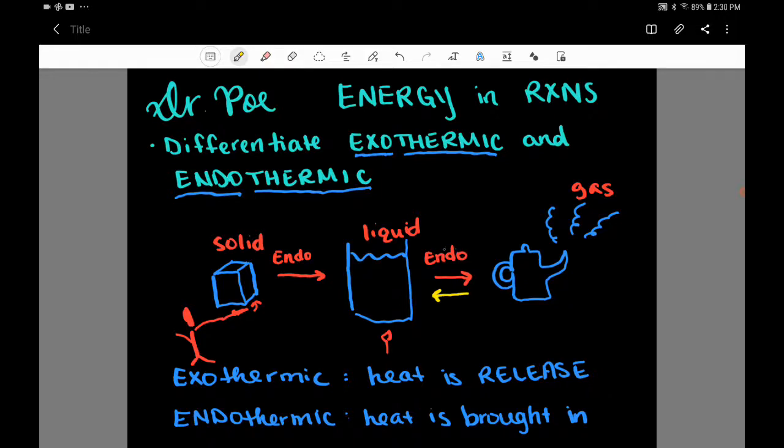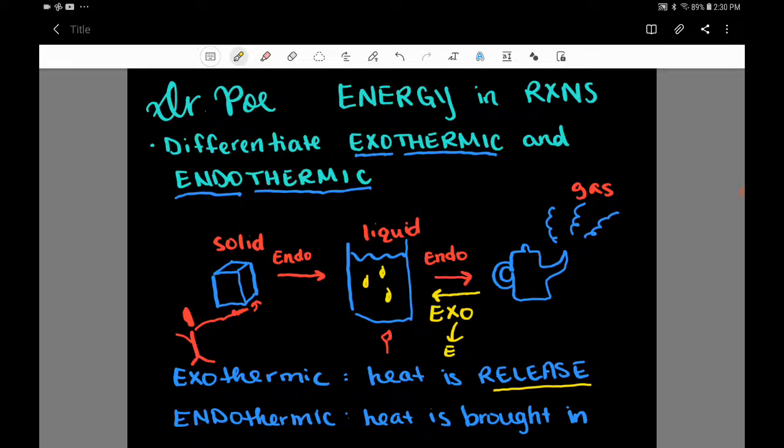So if liquid to gas is endothermic, gas to liquid is going to be exothermic. So what exothermic means is that heat is going to be released. So we're going to have a little bit of energy coming out, E being energy. So when gas condenses on the side of a window or on the side of a glass, that is actually an exothermic process, and that's going to be releasing energy.